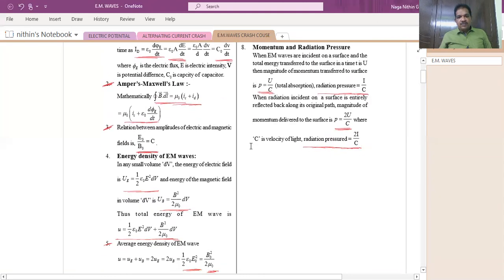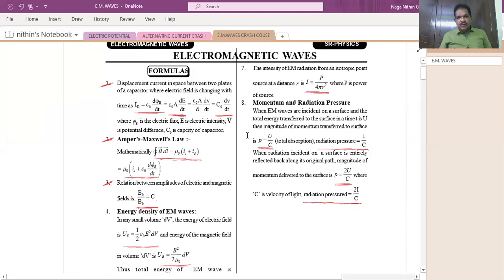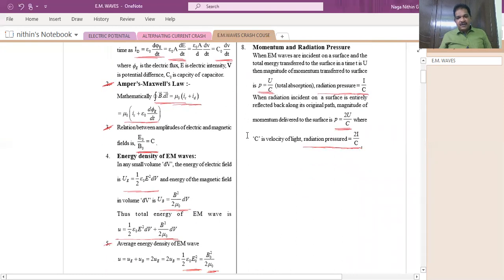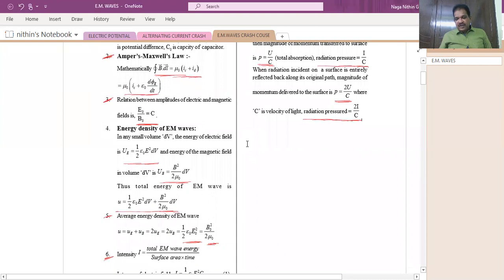Just one page of formulas are there, simple formulas. All of you prepare these formulas, and my expectation in this chapter is that a theory question will definitely come. Concentrate on the theory questions in this. Different types of electromagnetic waves: UV rays, infrared rays, gamma rays, visible light. What are the properties of them? What are the uses of them?